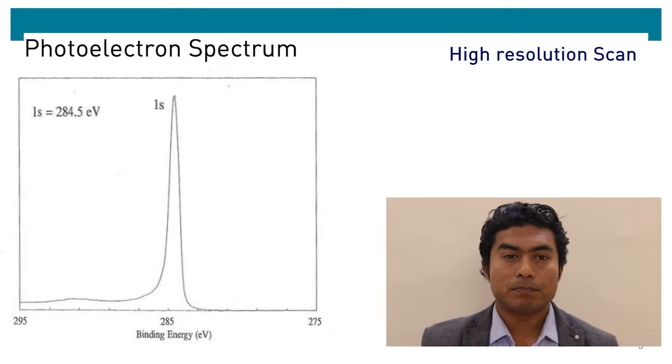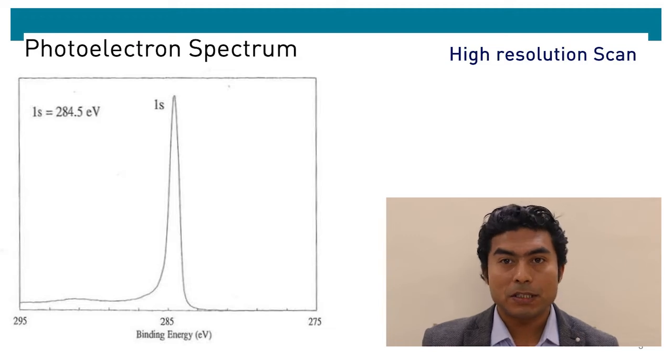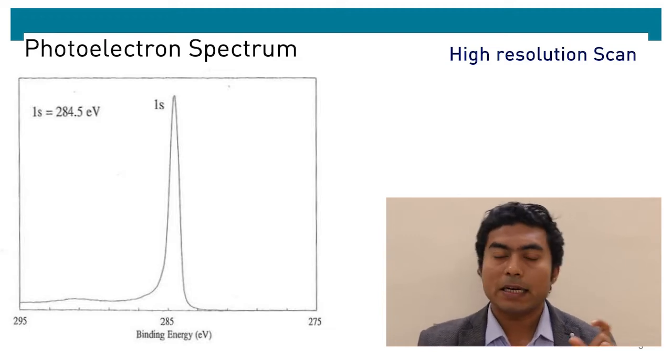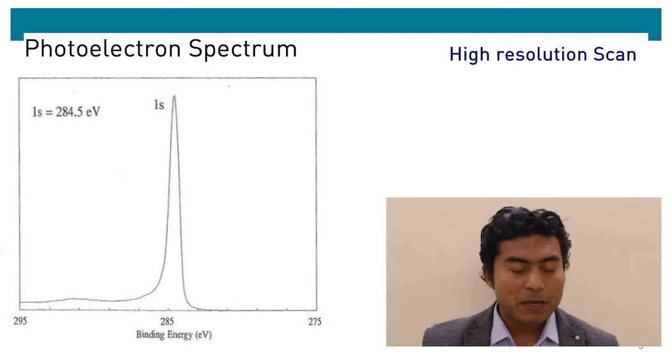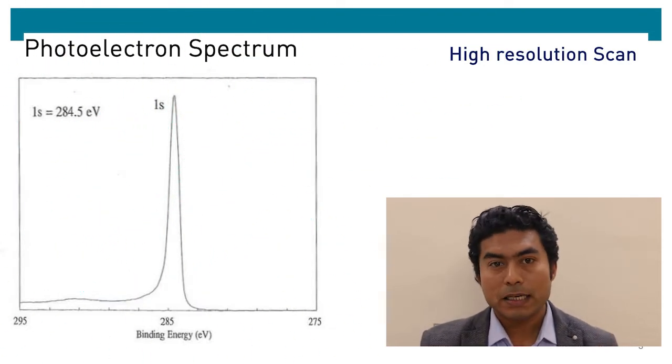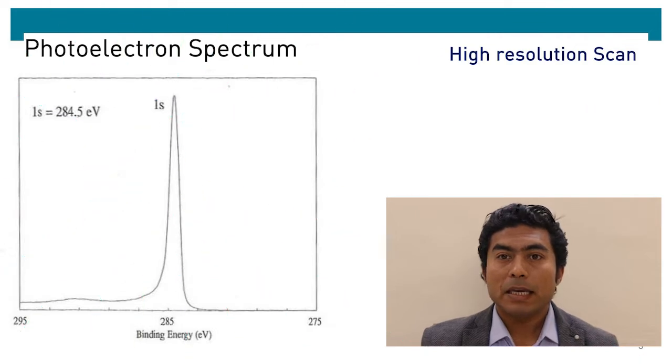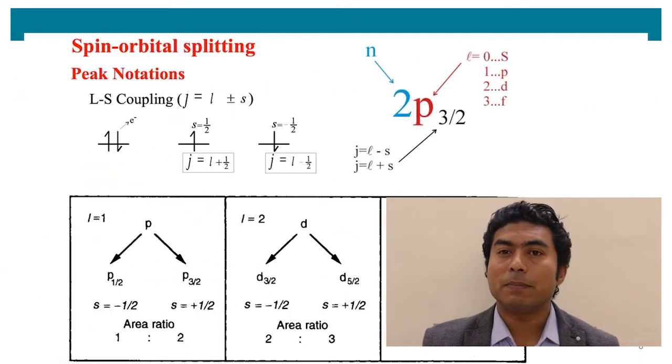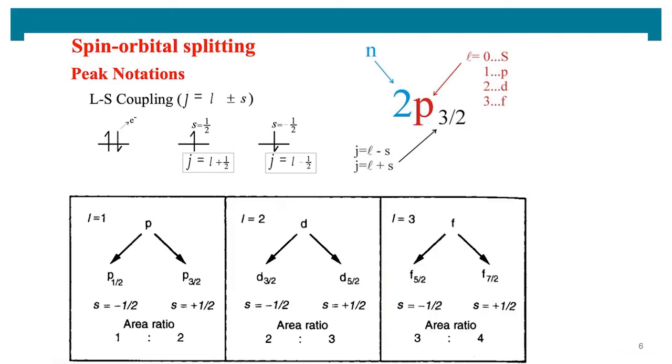S orbitals generally appear as a single photoemission peak and are designated as principal quantum number followed by the letter small s. So a peak from 1s orbital is denoted as 1s, from 2s orbital is 2s, and so on. P, D and F orbitals produce multiplets due to spin-orbit coupling. You will notice that these orbitals give two peaks. The notations of these multiplets are based on LS coupling or J values, and the area ratios of two multiplets are also based on their J values.